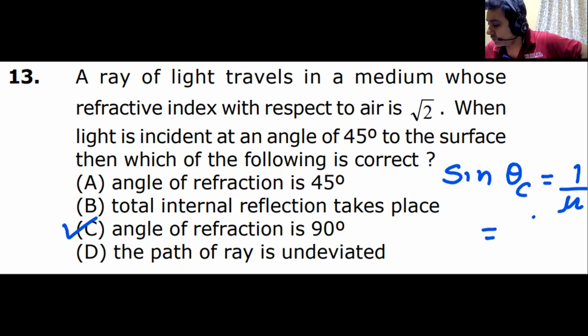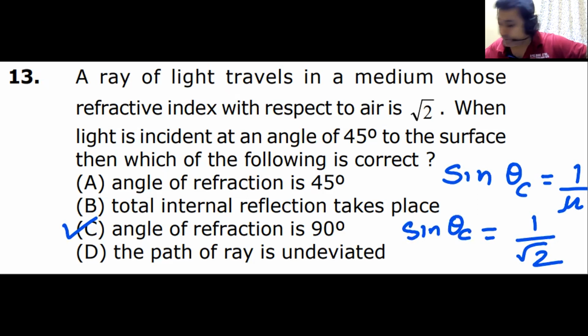Yes, sir. Mu is given as root 2. So 1 by root 2 becomes my sine of theta critical. From here, I can find the value of theta critical. How much is theta critical coming, bacha? 45. Theta critical, yes, my dear friends, is 45.